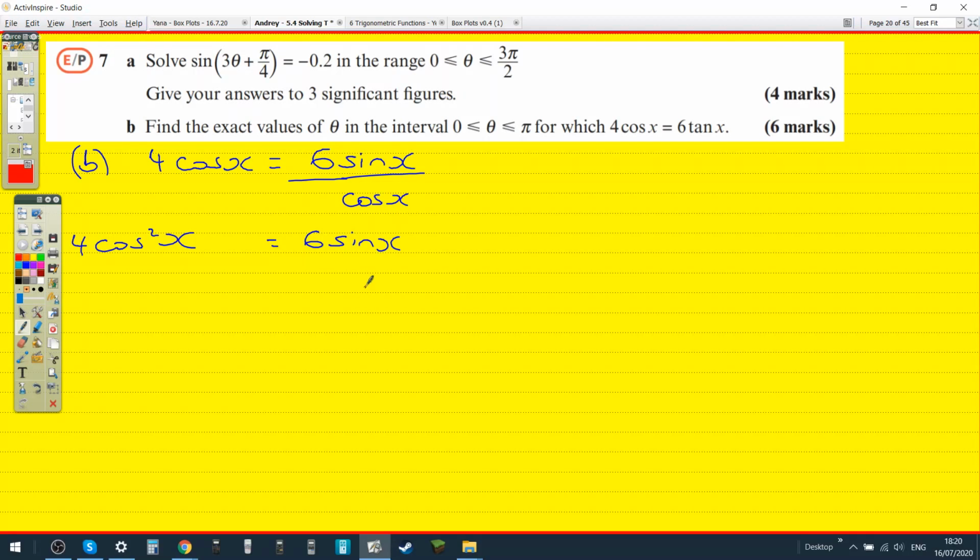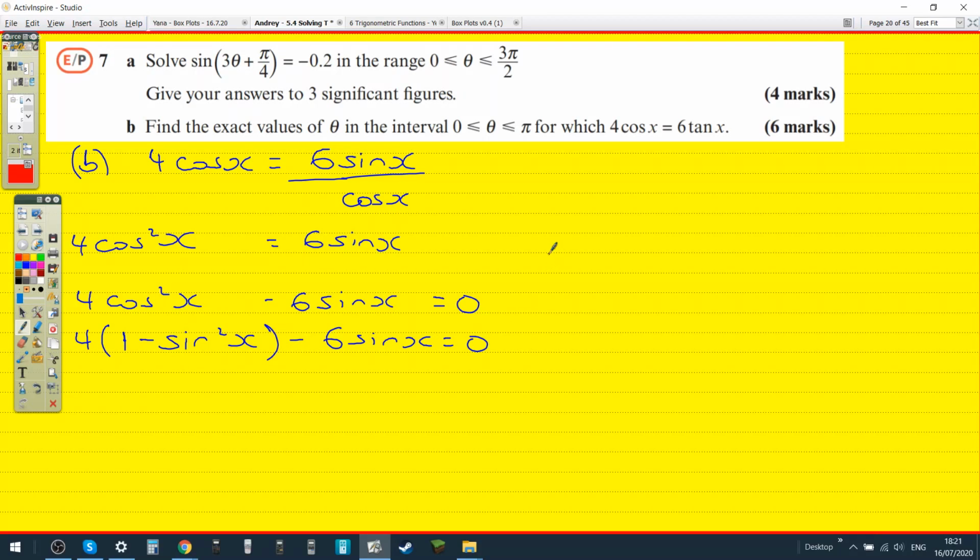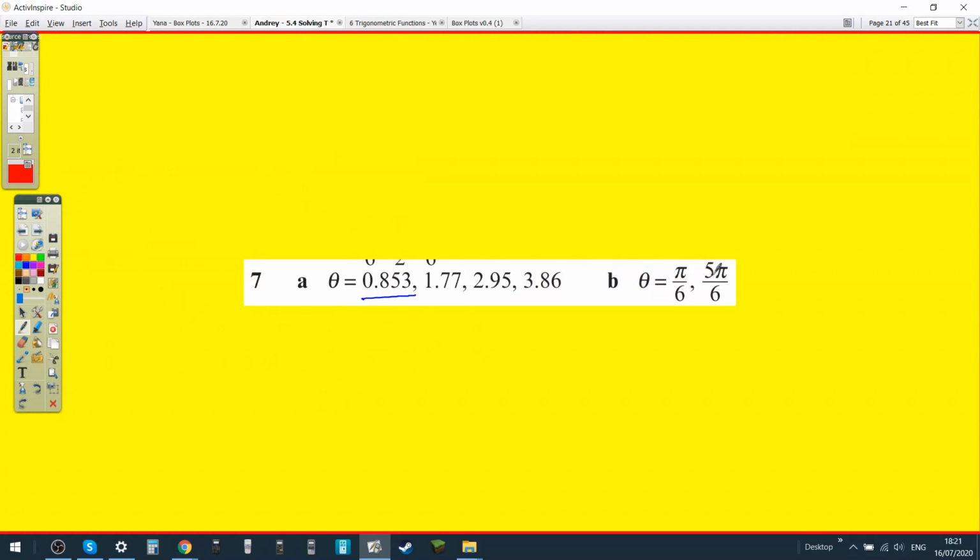Mm-hmm. Then would I minus 6 sine x to get 0? Yep. Or even would I have to change sine to be 1 minus cos x? Or even the other way around actually, where I make cos squared x equal to 1 minus sine squared x. Yep. And expand the brackets, and then I need to do something like sine x. Oh no, let a equal sine x. Yep. I think you'd be fine from there. Yeah. So that one's like what we did last week. Yeah, it's just quadratic. And then you get these answers.